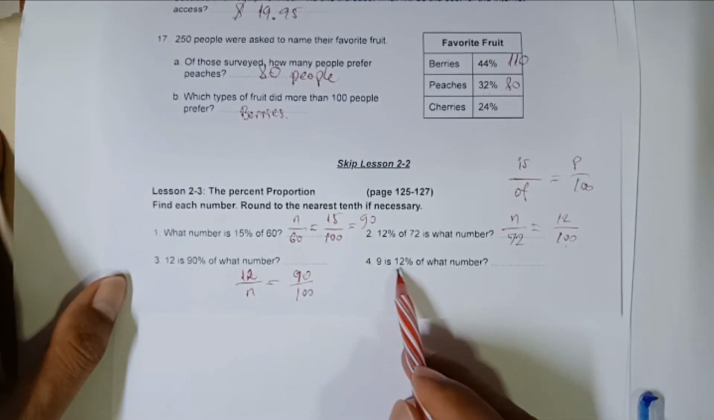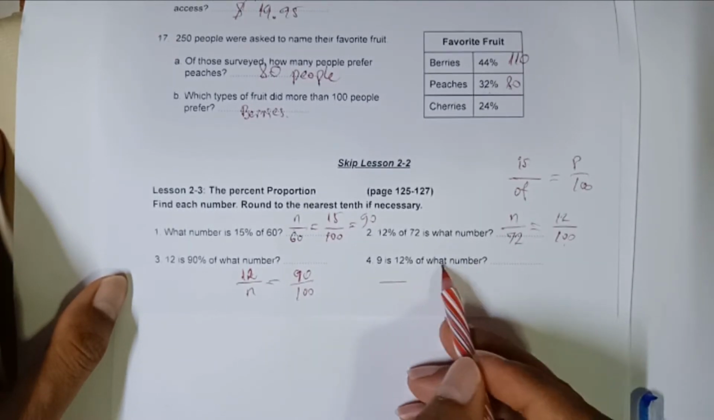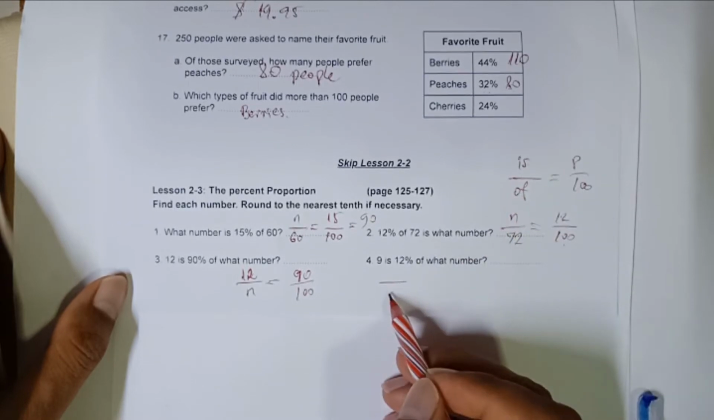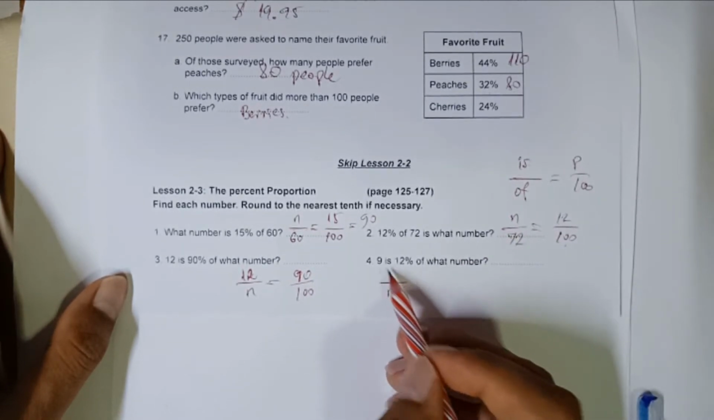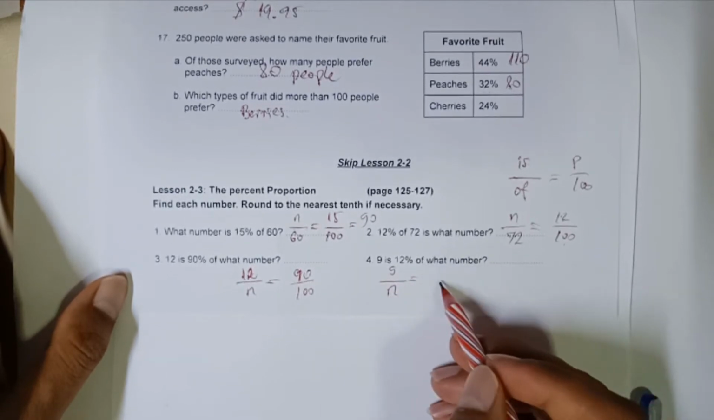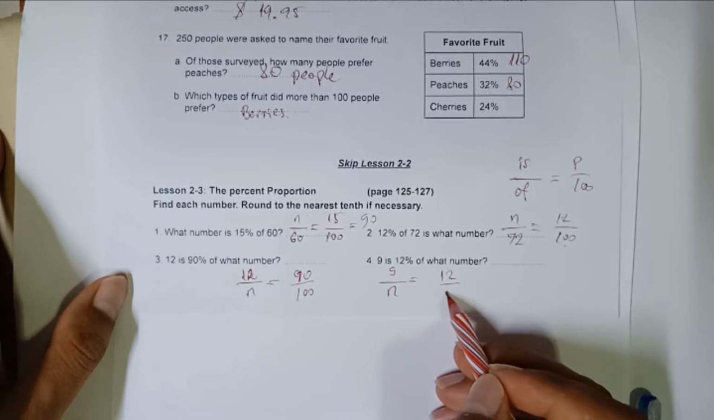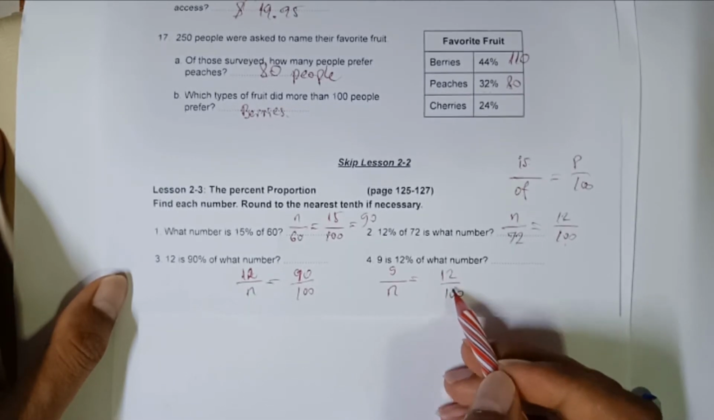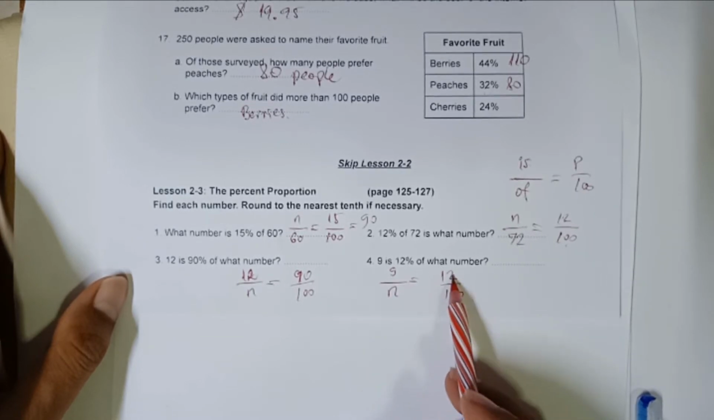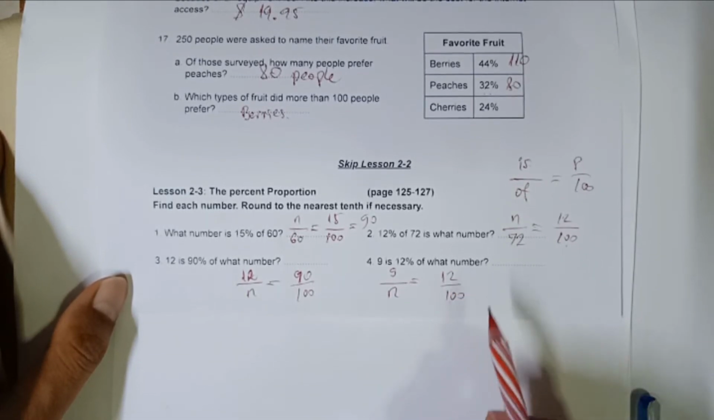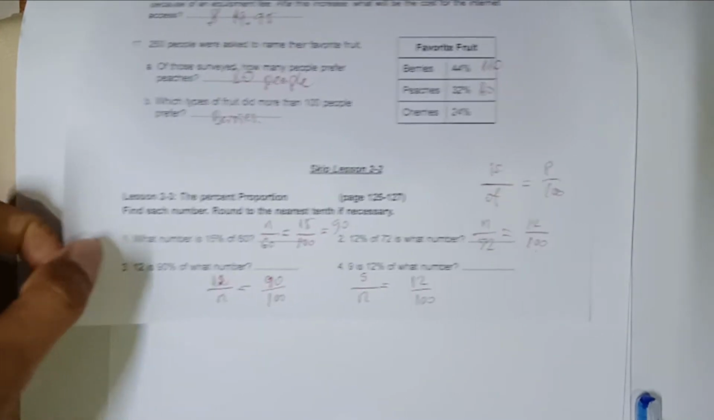Right, 9 is 12% of what number? Of what number? So it seems like the denominator is missing again. So n down here, and the numerator will be 9, which is equal to 12%, which is 12 over 100. So all you need to do is use 9 multiplied by 100 divided by 12, and you will have your final answer for n. Okay, now let's move on further.